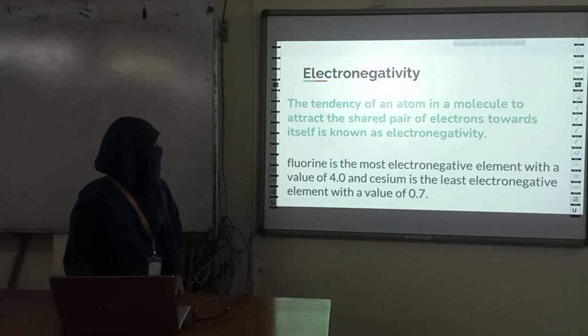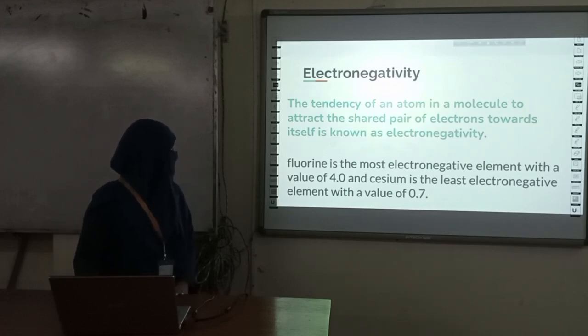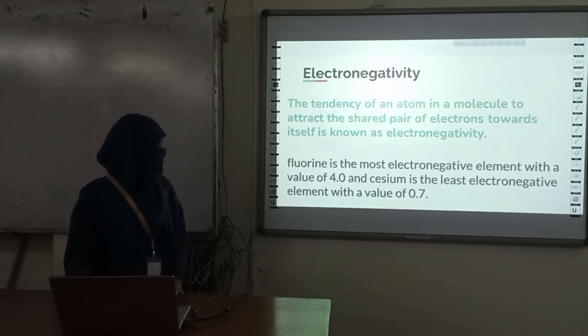Our next topic, electronegativity. The tendency of an atom in a molecule to attract the shared pair of electrons towards itself is known as electronegativity. Fluorine is the most electronegative element with a value of 4, and cesium is the least electronegative element with a value of 0.7.